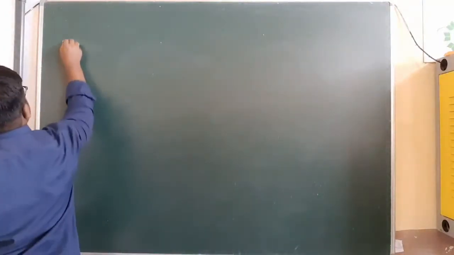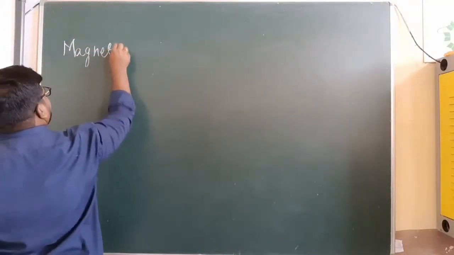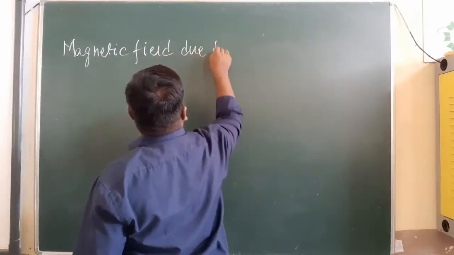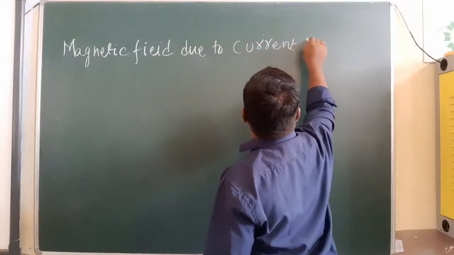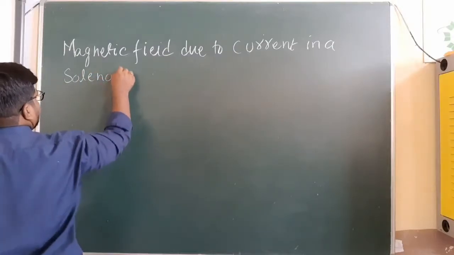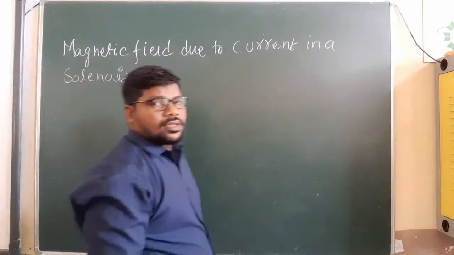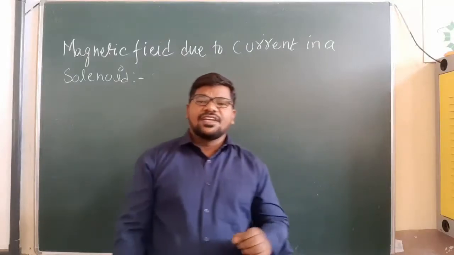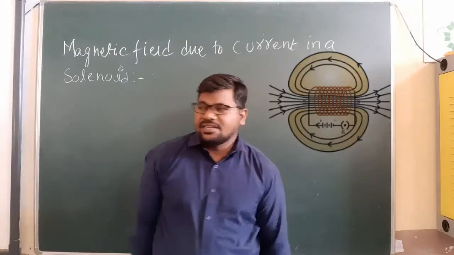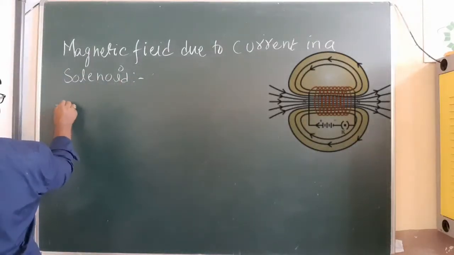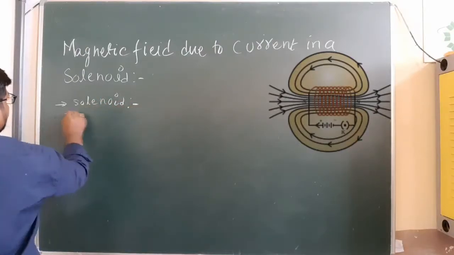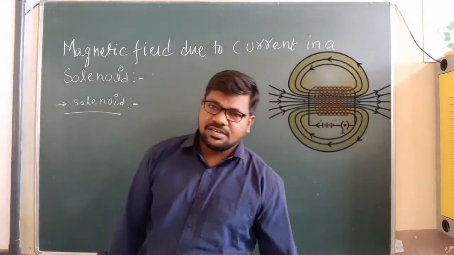Magnetic field due to current in a solenoid. Okay, clear? Magnetic field due to current in a solenoid. First, what is a solenoid?